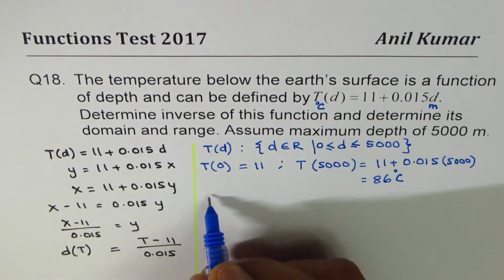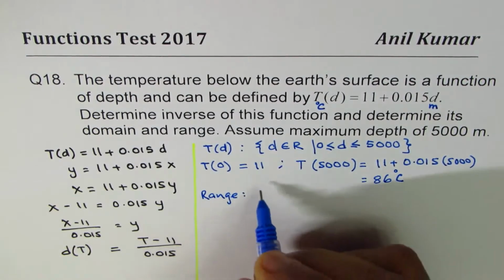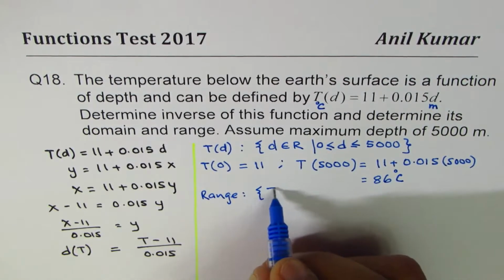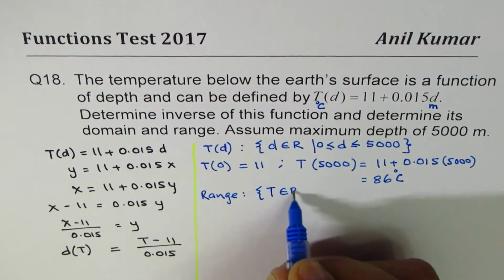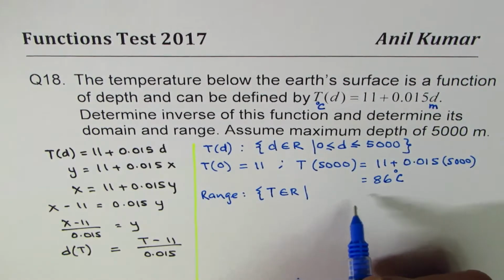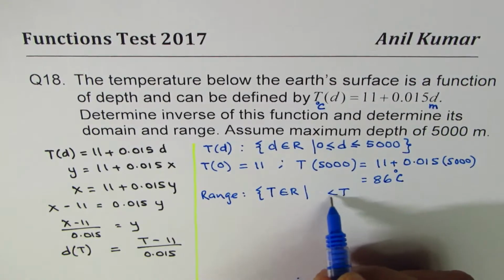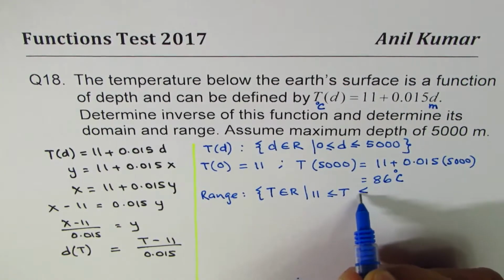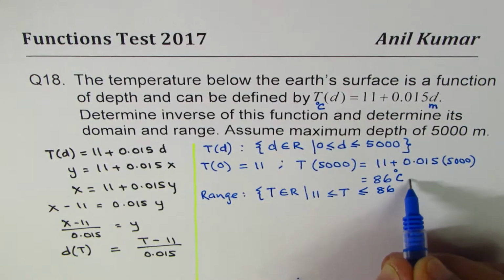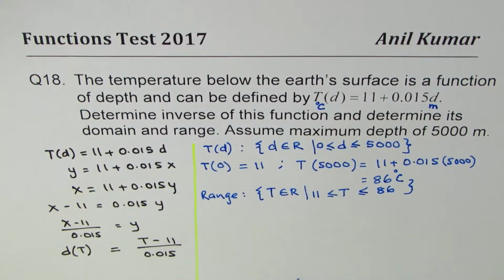So now we can find the range as: temperature belongs to real numbers, where the temperature is between 11 and 86. So t is greater than or equal to 11 and less than or equal to 86. So that becomes the domain and range of the function.